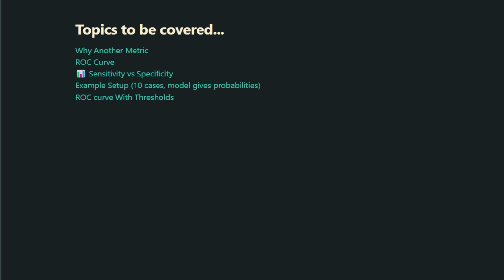We will also compare two key terms that often confuse learners, sensitivity versus specificity. Don't worry, I will make sure you get the intuition behind both. To make things crystal clear, we will walk through an example setup with just 10 cases where the model gives different probabilities. This small example will help us see how thresholds actually affect model performance. Finally, we will put it all together and learn how to plot the ROC curve with different thresholds.